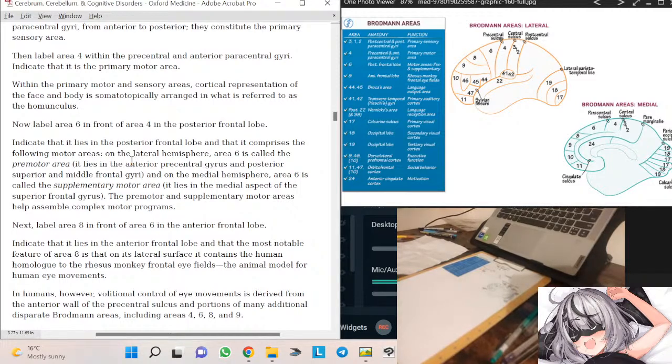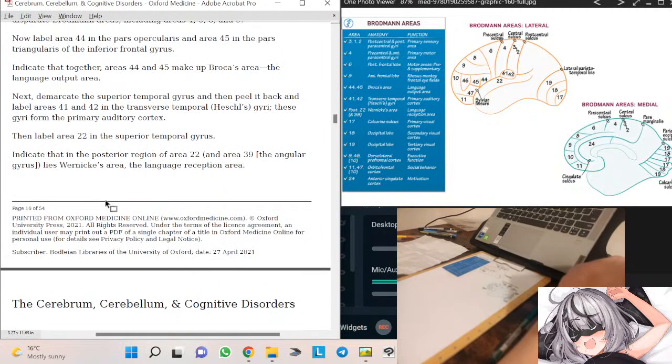Next, label area 8 in front of area 6 in the anterior frontal lobe. Indicate that it lies in the anterior frontal lobe and that the most notable feature of area 8 is that on its lateral surface it contains the human homologue to the rhesus monkey frontal eye fields, the animal model for human eye movements. In humans, however, volitional control of eye movement is derived from the anterior wall of the precentral sulcus and portions of many additional disparate Brodmann areas, including areas 4, 6, 8, and 9.